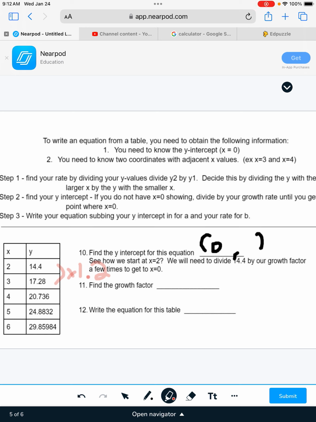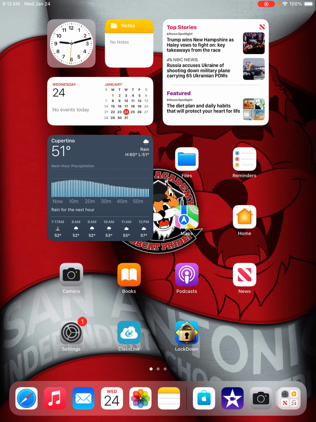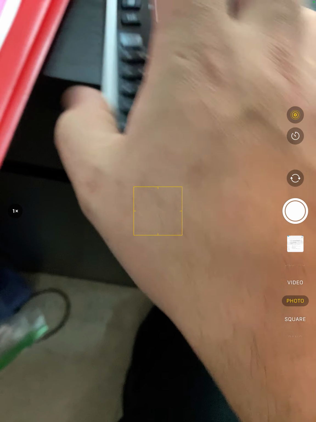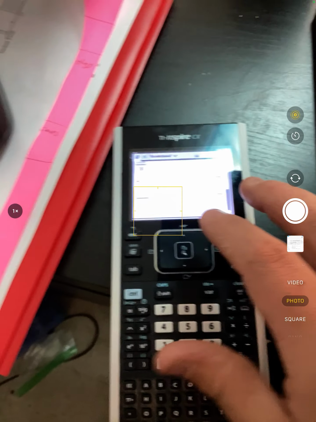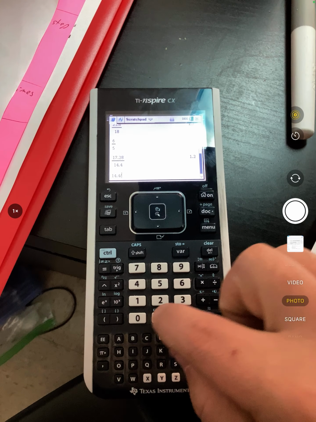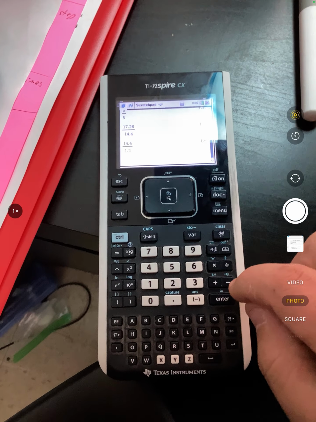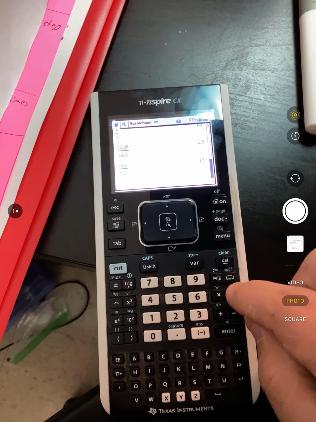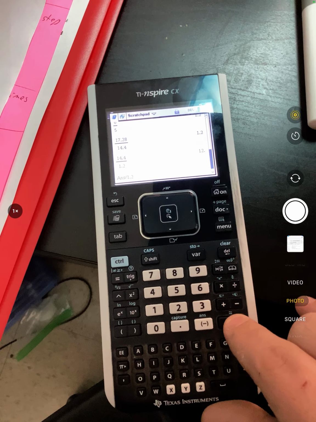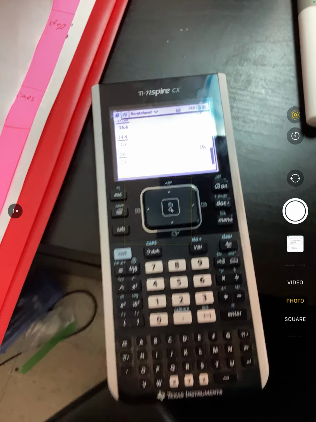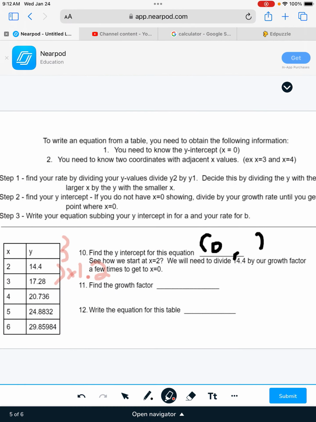In all honesty, if we want to go back up a couple of places, we can. Instead of multiplying by 1.2, we would divide by 1.2. So if I go back to my calculator and I go, what is 14.4 divided by 1.2, enter, it gives me 12, which I can then divide again by 1.2, and that gives me 10. The reason I do that twice is because you see how x is 2 right here? If I divide by 1.2 again, I'm stepping up to the 1.